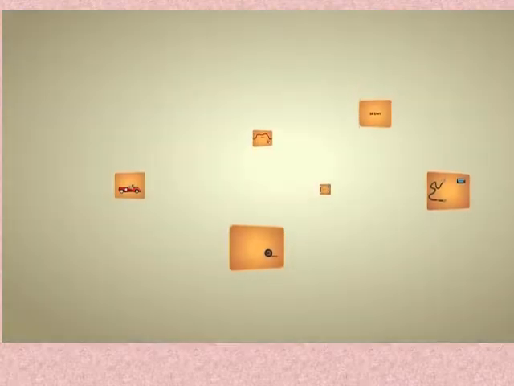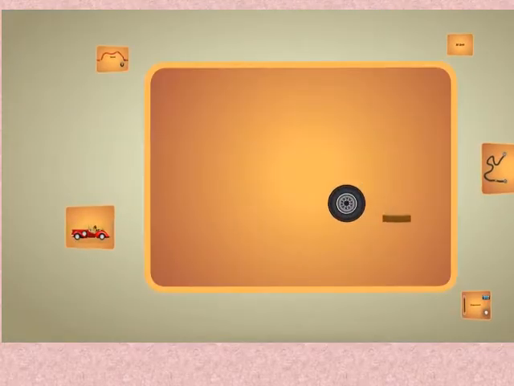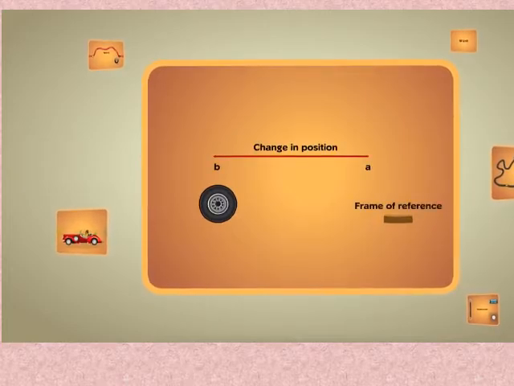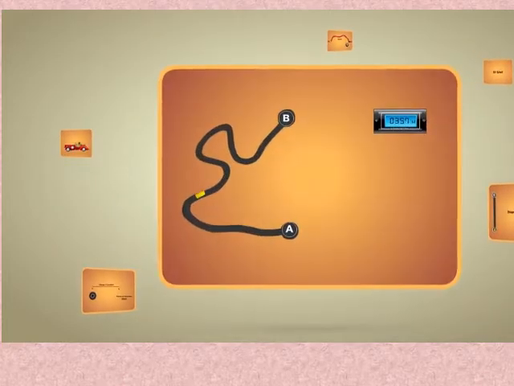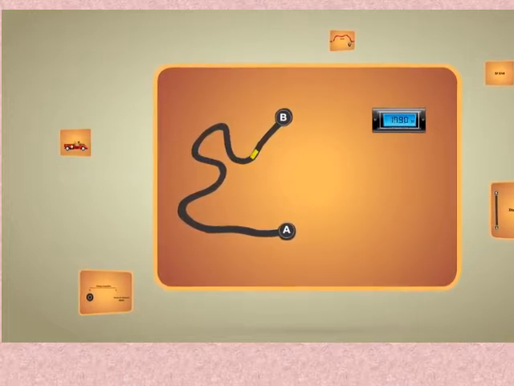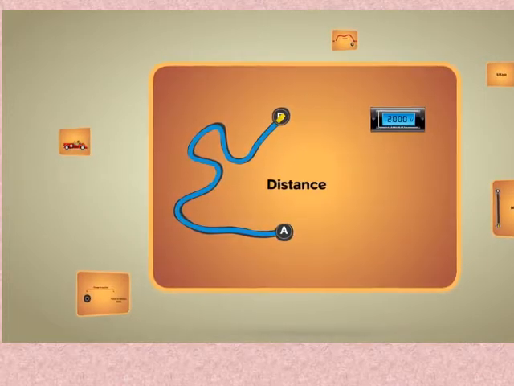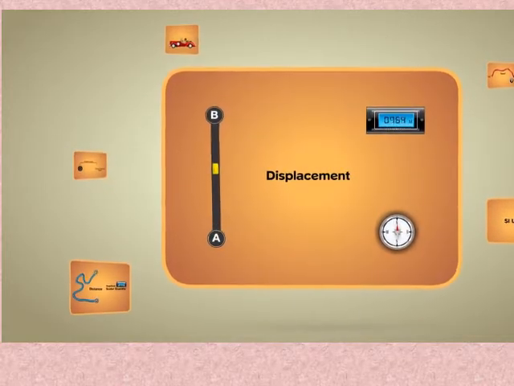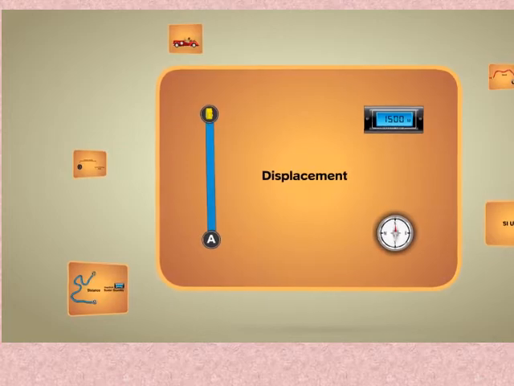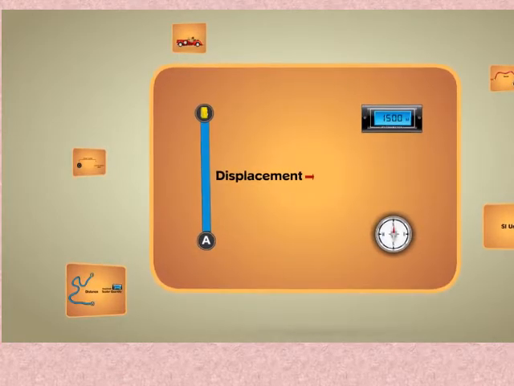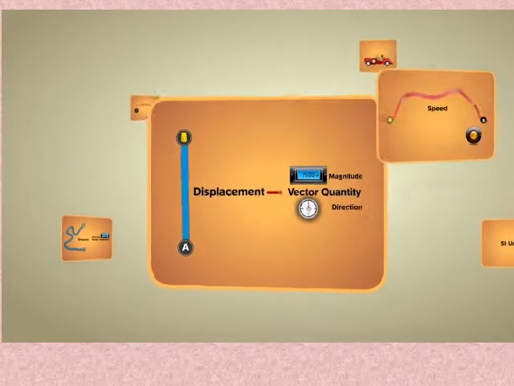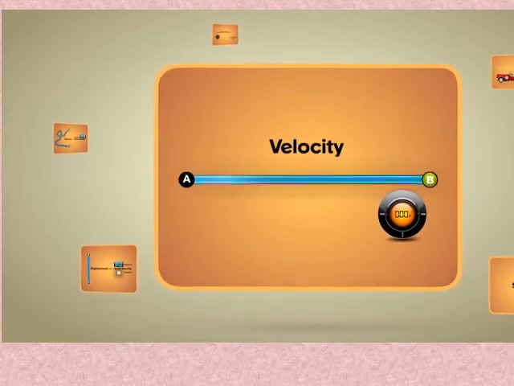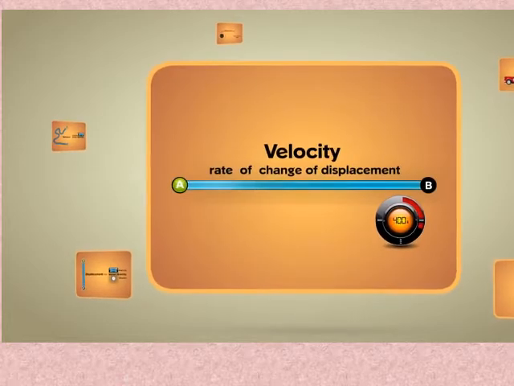Things to remember. Motion is the change in position of an object with respect to a frame of reference. The length of the path travelled by a moving object is called distance. Distance is a scalar quantity. Displacement is the distance travelled by an object with a certain magnitude and direction. Displacement is a vector quantity. Speed is the distance travelled by a body in unit time, and velocity is the rate of change of displacement.